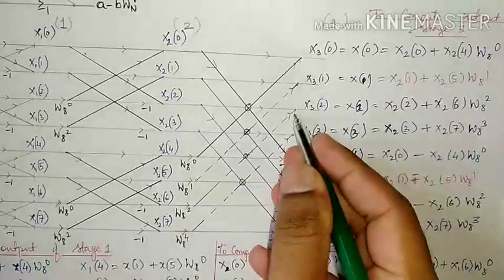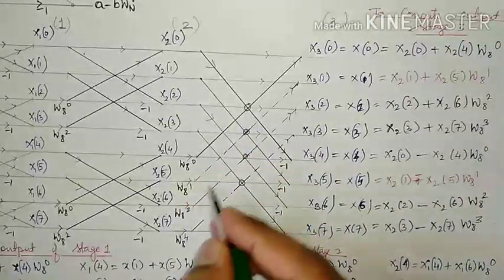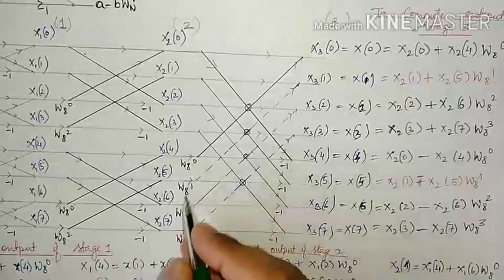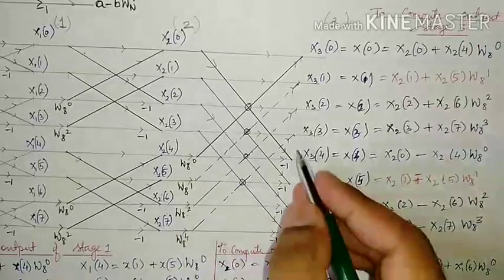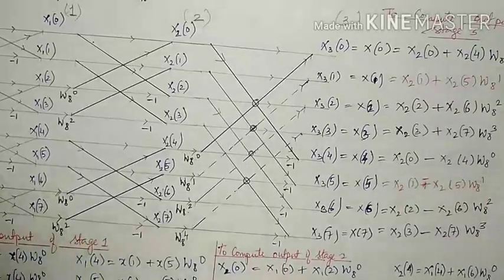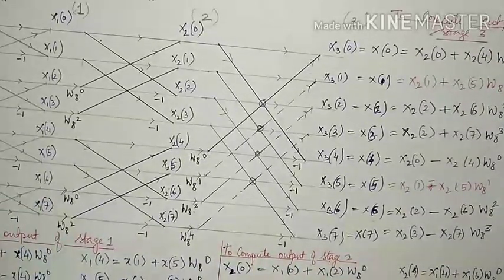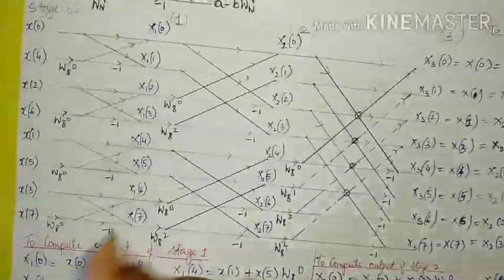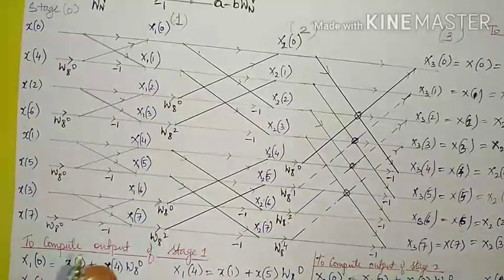Here, from here till here, it is W82, W84. So W80, W81, W82, W84. The rest are all minus 1. So this is how you have to draw the butterfly structure or the signal flow graph for 8 point. These all points should be covered when you are drawing or when you get this problem.